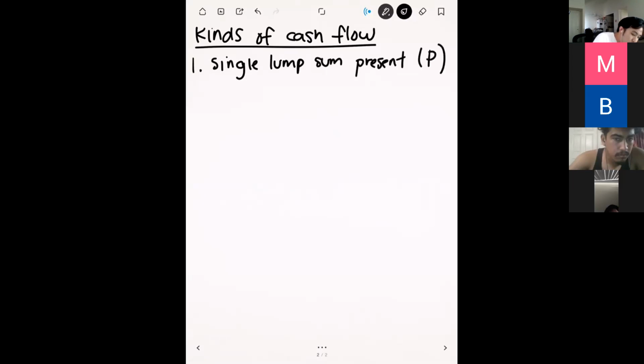Okay, and so the first one that we've seen is a single lump sum in the present, and so we gave that the symbol P, right? So P for present. We also used P for principal when we were doing examples last time. So, they both mean kind of the same thing. But P just represents money that you would have today, right?